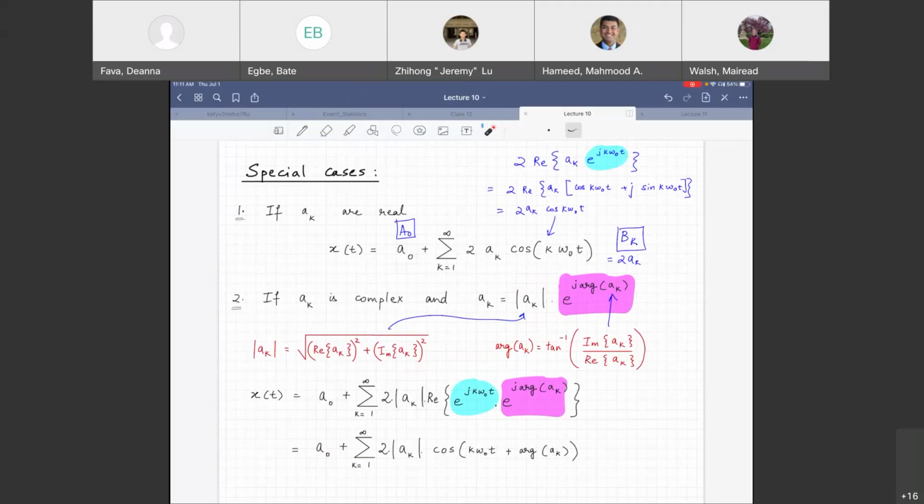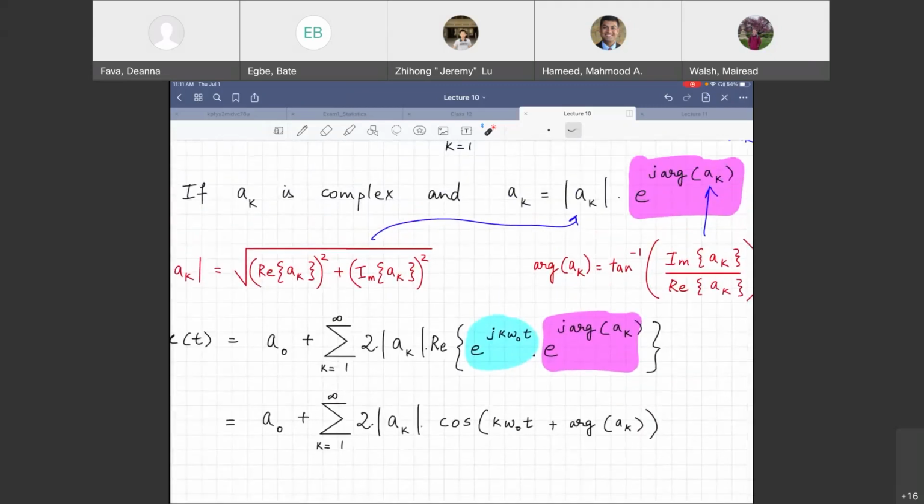Now, can you simplify this a little bit? Well, e to the jk omega naught t, we know you can write it as a cosine plus j sine. How about e to the j argument? Again, cosine and sine. You have a cosine plus j sine here, and a cosine plus j sine here. Two terms there, two terms there. You can do a FOIL and simplify. And then when you apply the real operator, you will be left with cosine of the two angles.